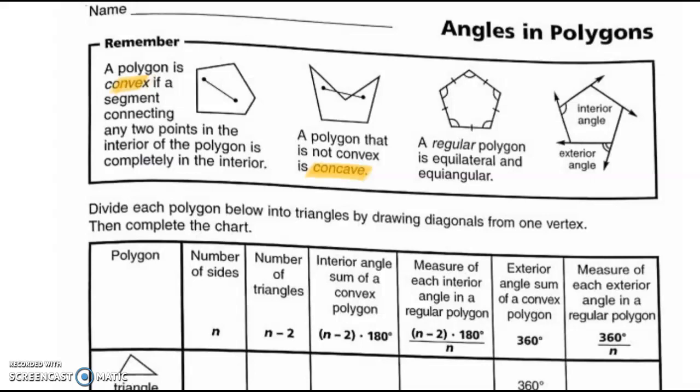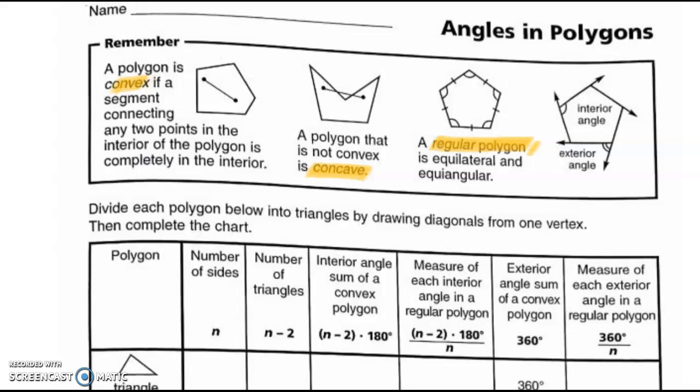Okay, then we have what's called a regular polygon. And a regular polygon is equilateral and equiangular. So all the sides are marked the same, and all the angles are marked the same. That is a regular polygon. And we're going to be working with those a little more exclusively later.